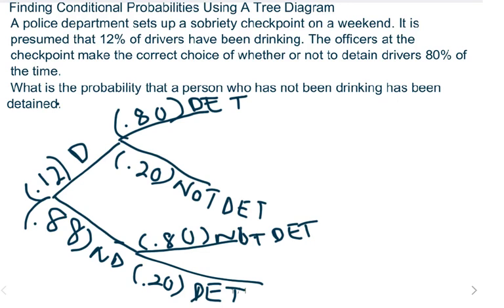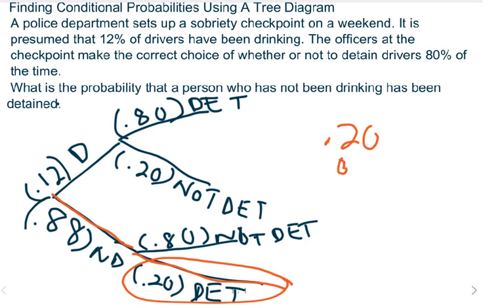Now, determining the probability that a person who has not been drinking has been detained is very simple. If we look at our tree diagram, given that a person has not been drinking, the probability that they are detained is this branch right here. So the answer would be 0.20 or 20%.